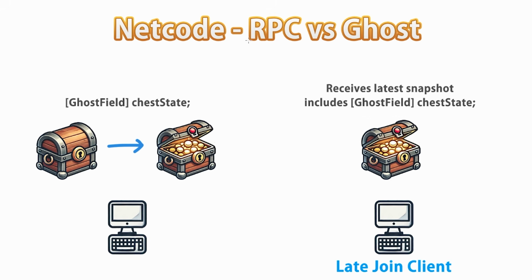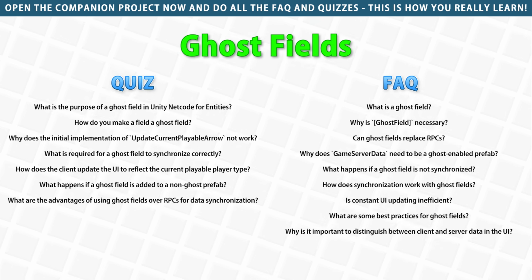So yep, even though RPCs and ghosts are both different ways of synchronizing data, do keep in mind how they work differently. RPCs are basically one-off messages, whereas ghosts are basically constant data constantly being synchronized.